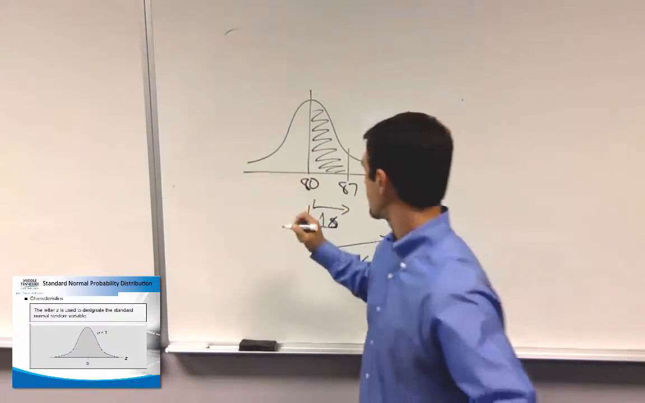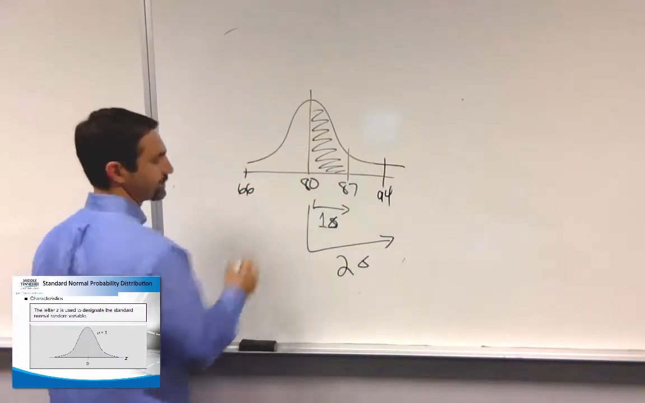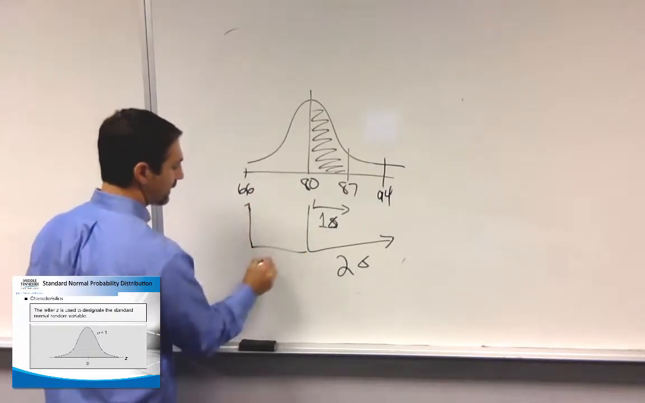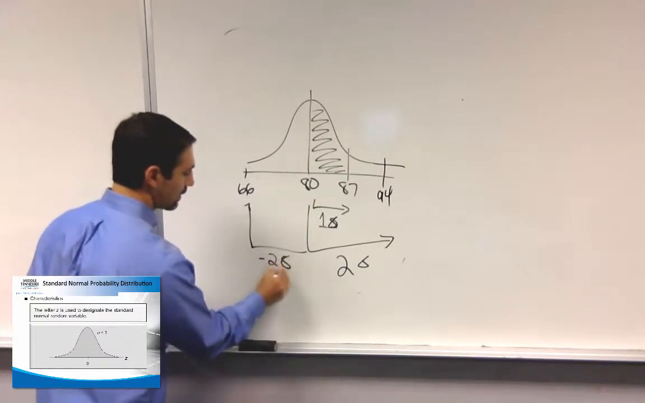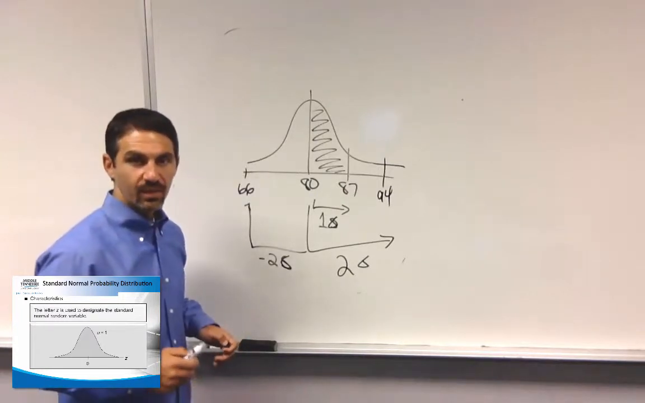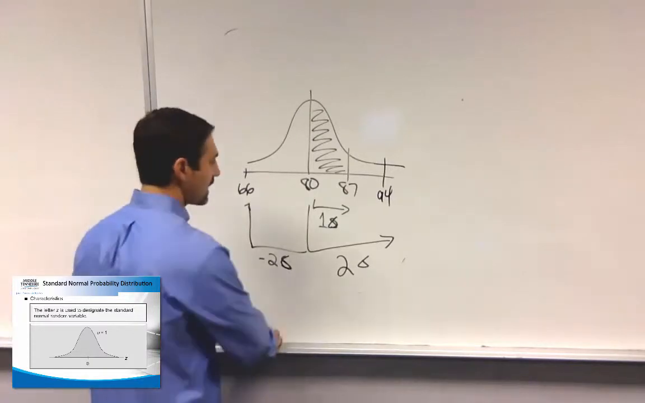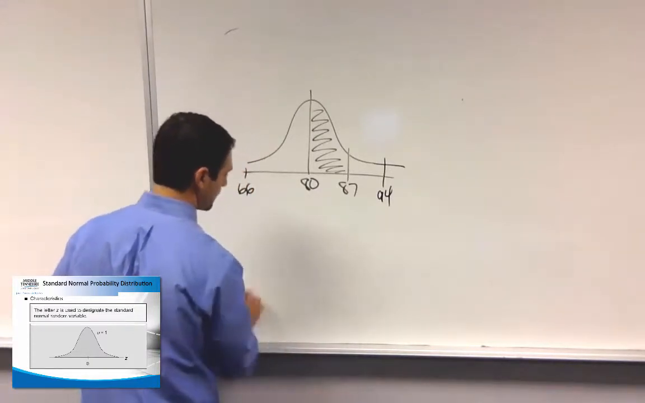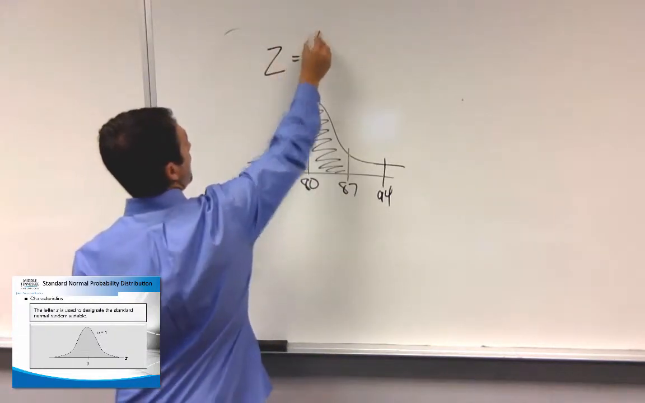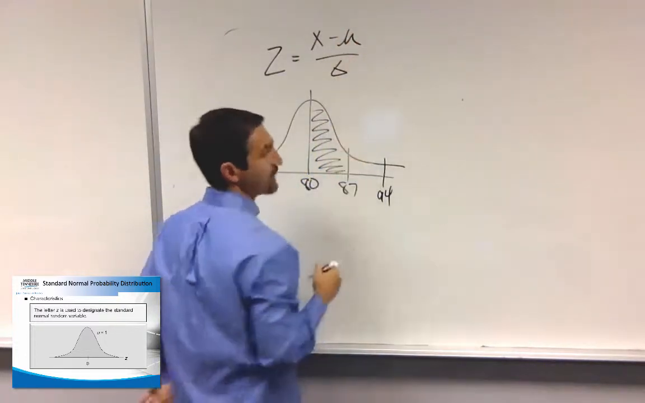If I would go out down here to, what was that, 66, that's 2 standard deviations. That's a -2 for a z-score. So z-scores are nothing more than the number of standard deviations you are from the mean. And an easy way to calculate that is, put it up here, z equals whatever value you're looking for minus your mean divided by your standard deviation.